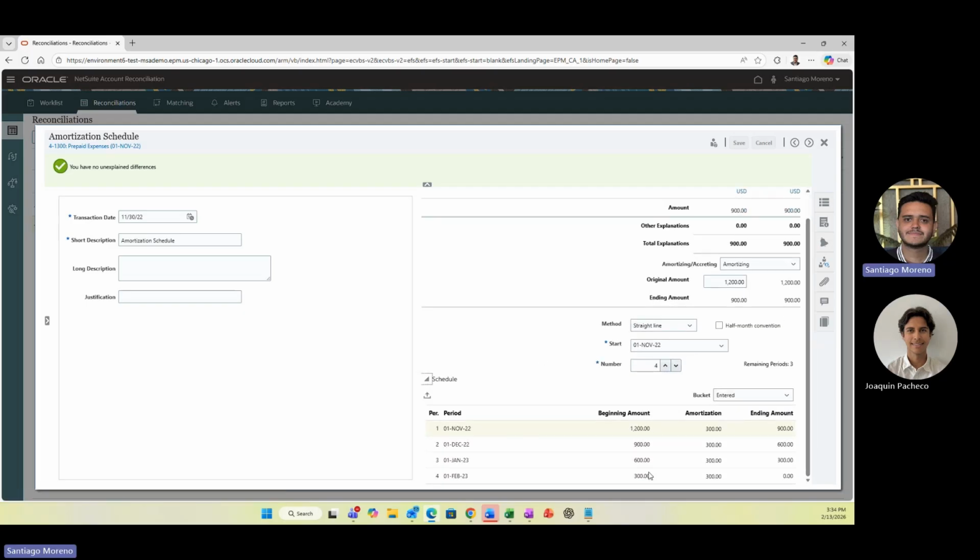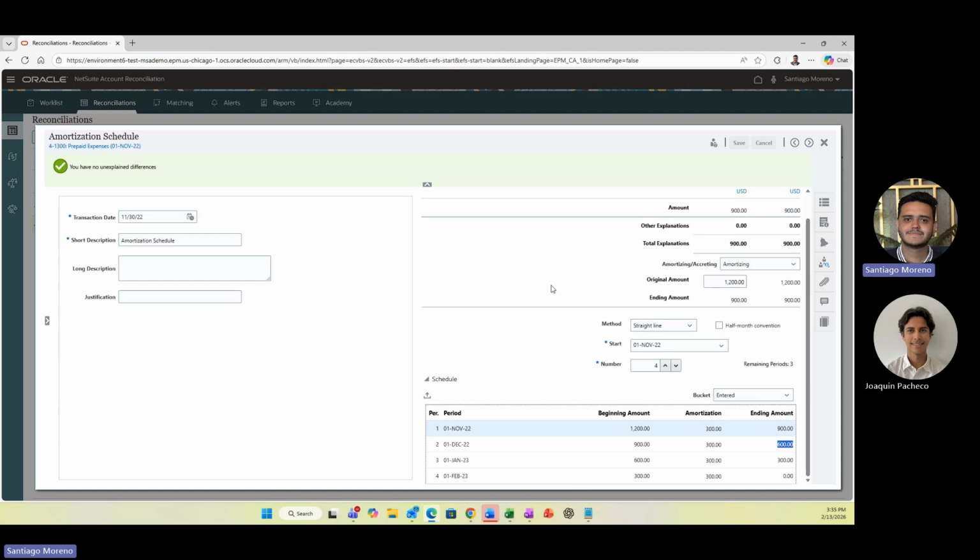If I want to take a look at the schedule, you will see that in here, it will display how the amortization is going to behave for this account. So in this case, I put that I have $1,200 and I'm going to do the amortization for 4 months. As I use a straight line, it distributed evenly those 300 for me to get to 0 at the end of my amortization schedule. So think about this as the easiest way for you to prepare this specific reconciliation for future periods, because now the system will know that you are going to amortize 300 on the next period, resulting in that one being 600 when you check the next month's reconciliation.